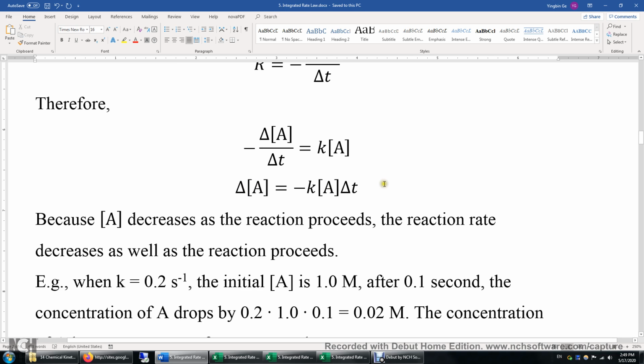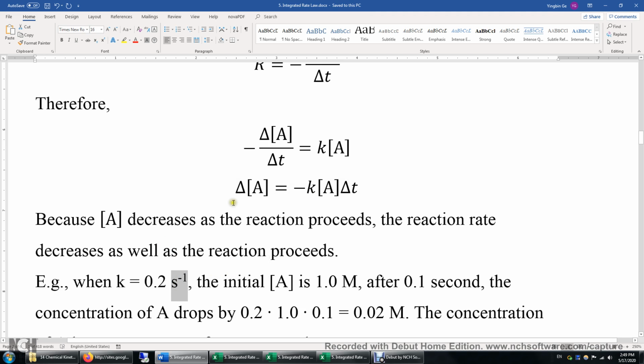So how can we tackle this problem? Well, let's look at one numerical example first. Let's say k is 0.2 per second. Look at the unit here. Now the unit is second to the power negative 1.